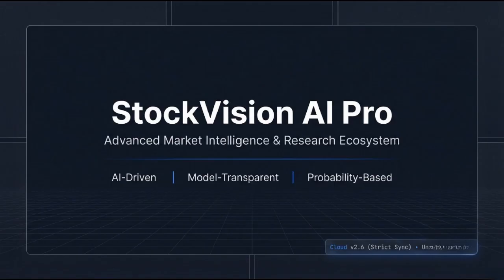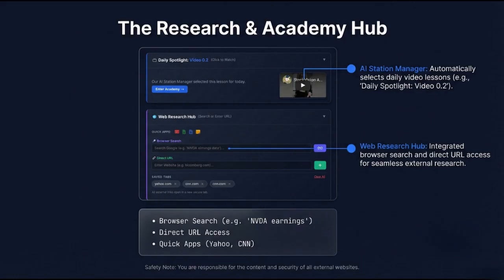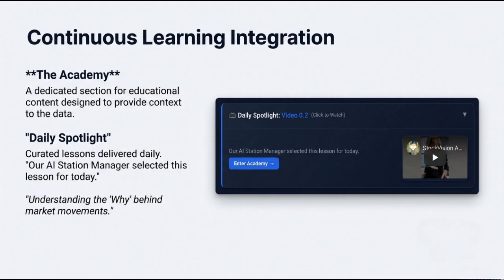StockVision AI Pro is an AI-driven platform designed strictly for research and education, featuring cloud strict sync and unified signals. The Research and Academy Hub features an AI station manager that automatically selects daily video lessons like the Daily Spotlight. Our continuous learning integration provides curated educational content in the Academy to help you understand the why behind market movements.